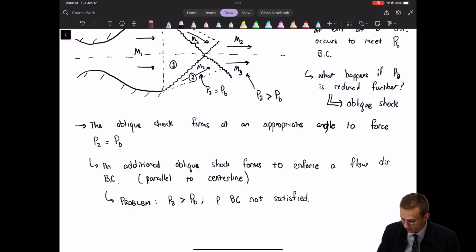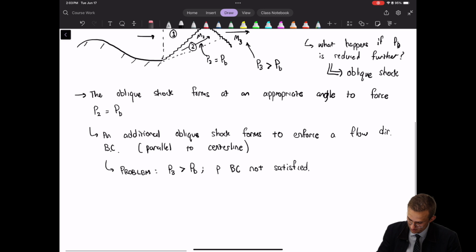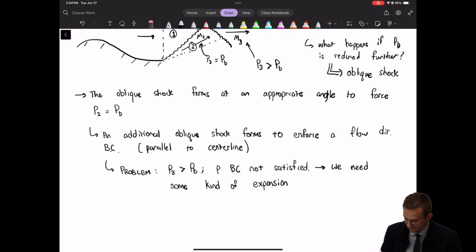Right, so now we need some kind of expansion. Okay, and then that is what takes us to Prandtl-Meyer flow.